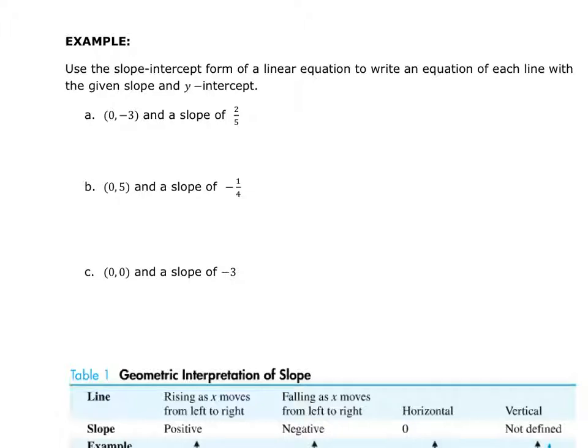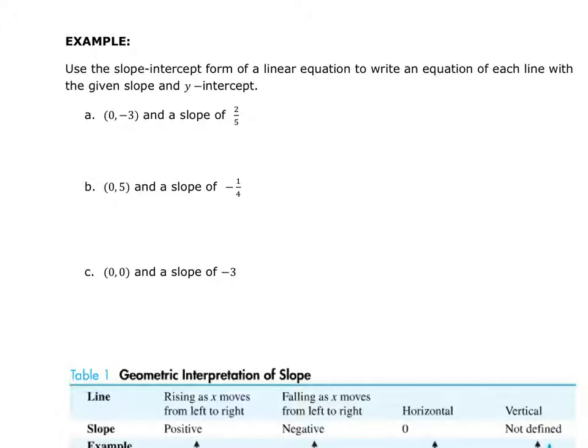In these examples, they're asking us to write the equation of a line given the slope and the y-intercept, and they want us to put it in slope-intercept form. So make sure you read the directions because sometimes it'll say give the equation of a line through this point and this slope, and they want it in slope-intercept. Sometimes I want it in standard form. So make sure you pay attention to what they're asking for.